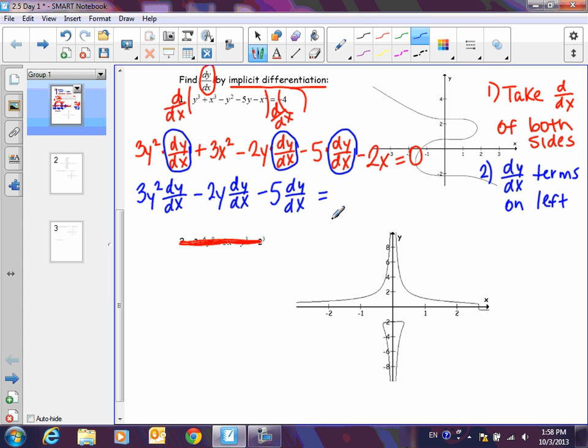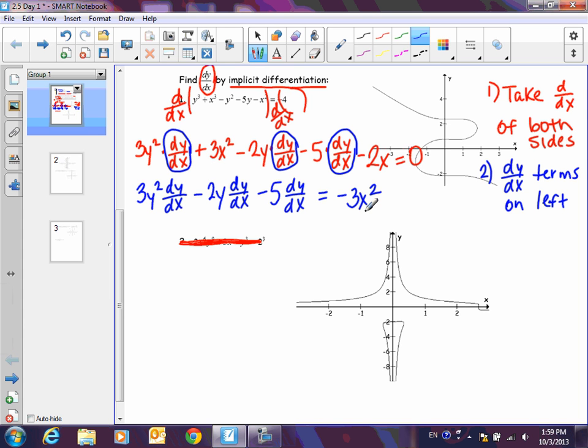All right, anything that doesn't have a dy over dx connected to it, we're going to move it to the right side by adding and subtracting. All right, so first, just plus 3x squared on the left, we're going to subtract that over so that it becomes negative 3x squared on the right side.